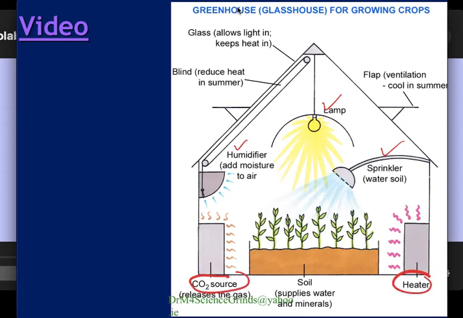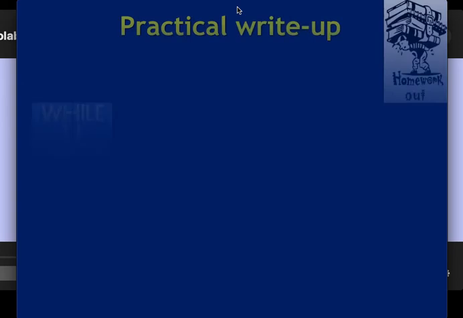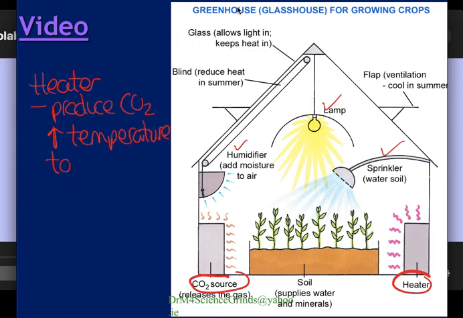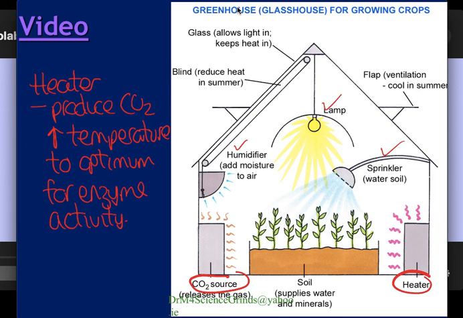They'll also have heaters, and in terms of your heaters, they not only produce the CO2 for you, but they will also increase the temperature, which means your enzymes will work faster. So you obviously want it around your optimum for your enzyme activity. And if memory serves, that brings us to the end of the photosynthesis practical.